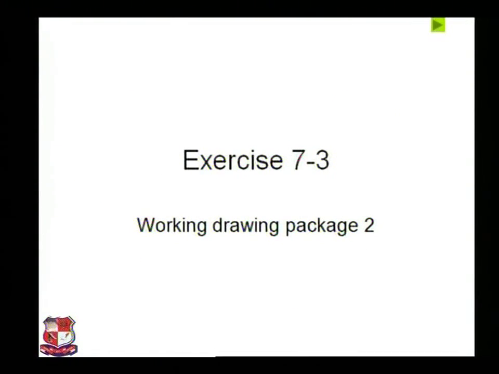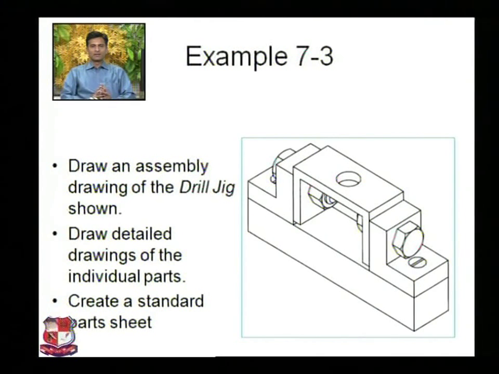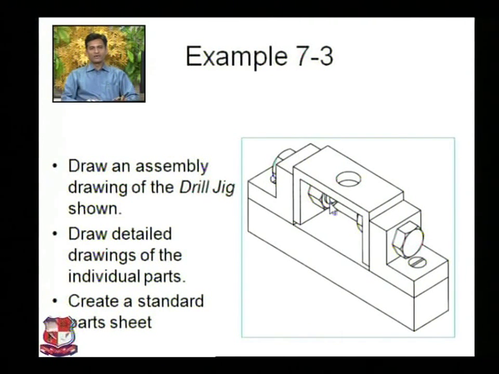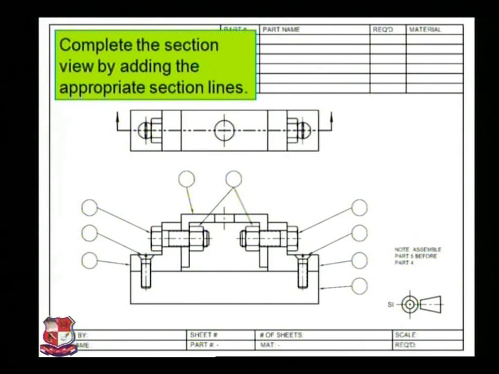Now the next exercise, working drawing package 2, example number 7.3. Draw an assembly drawing of the drill jig shown. Here the drill jig is shown. Draw detailed drawings of the individual parts. Create a standard parts sheet. So here we will draw individual components one by one. We can draw its front view and side view from the given dimensions. These are the 2 views.